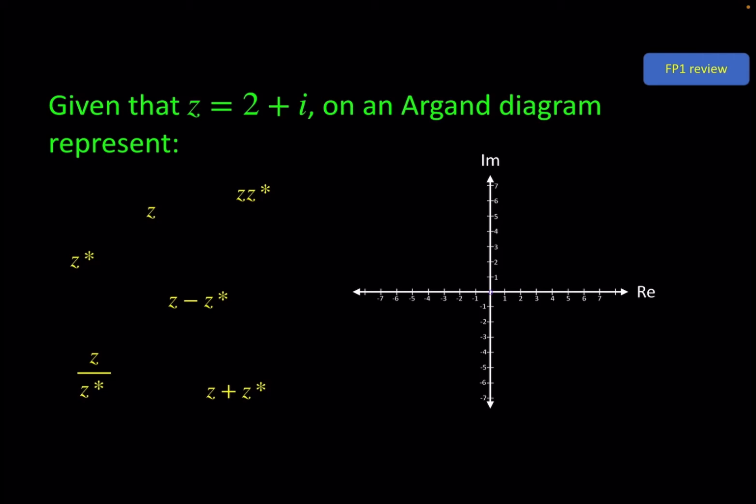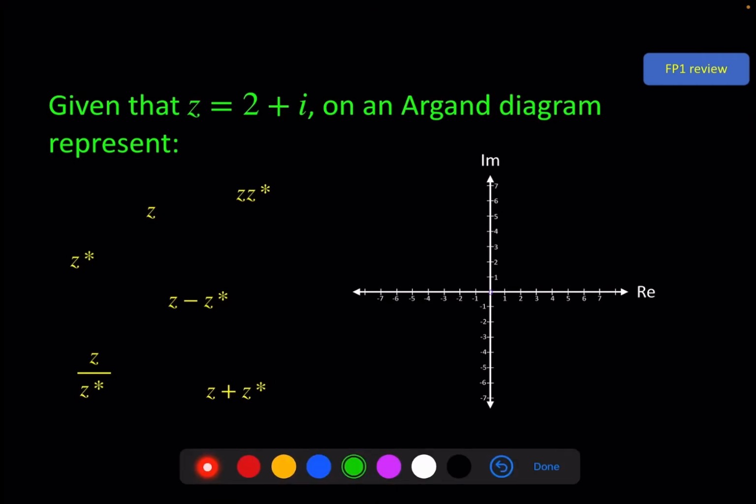Starter question on the screen for you as usual. If you have time, go through this to review our previous work. Given that z is equal to 2 plus i, on an Argand diagram represent these various complex numbers. So I'll start with the easy one, z. 2 plus i is about here.